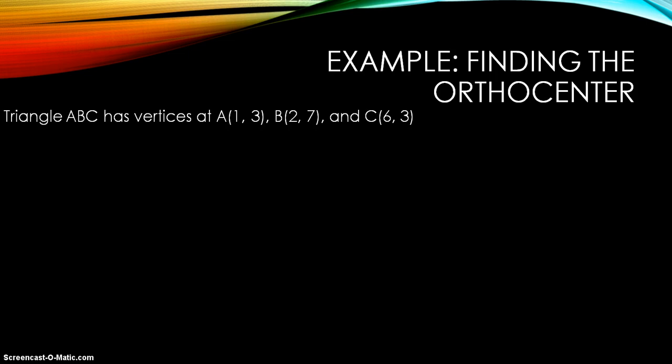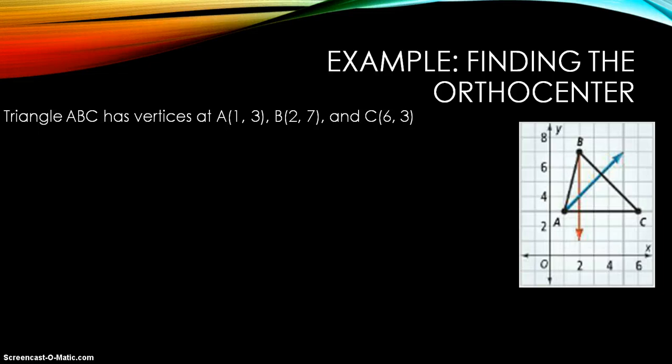Okay, so in this problem, I'm giving you three points. So I've got (1, 3), (2, 7), and (6, 3), and we're going to find the orthocenter. Again, note that we are going to be finding the altitudes. So the best way to really do this is to draw the triangle and draw the altitudes in, but you want to make sure that you're being accurate. But I also want to show it to you using algebra as well. So you can do it either way that you want.